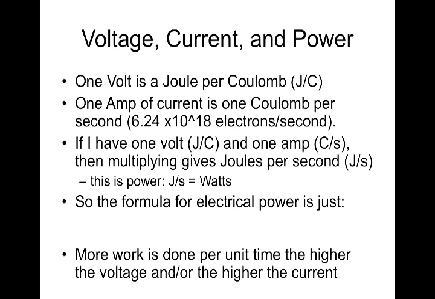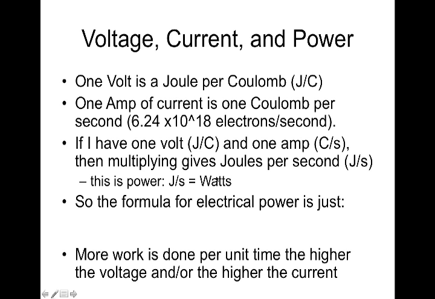So if I have 1 volt, a joule per coulomb, and 1 amp, a coulomb per second, then multiplying volts by amps gives me joules per second, or watts, because the coulombs would cancel in numerator and denominator. So I'd be left with joules over seconds, or watts.